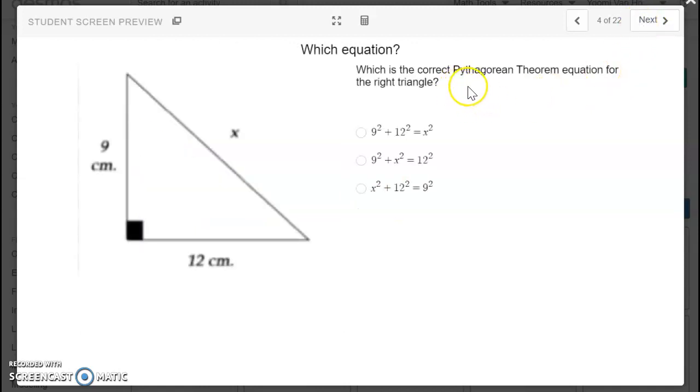Which is the correct Pythagorean theorem equation for this right triangle? If x is the variable that is on the hypotenuse, and I know that because it's across from the right angle symbol, then it's going to be leg 1 squared plus leg 2 squared is equal to hypotenuse squared. So it's 9 squared plus 12 squared is equal to x squared. You could have said 12 squared plus 9 squared is equal to x squared as well. It doesn't matter.